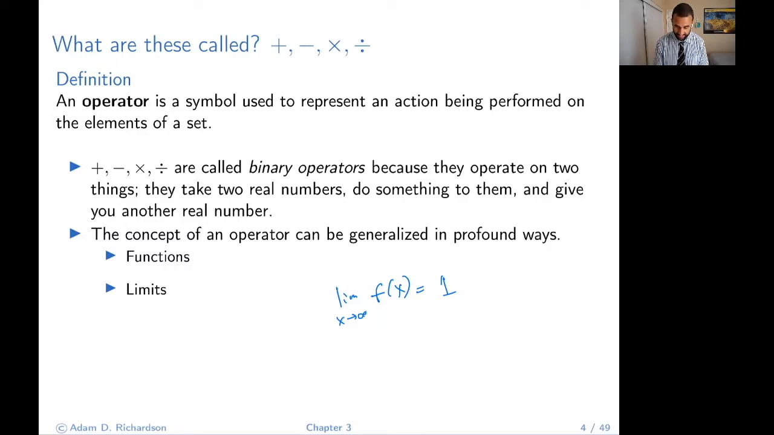Anyway, but these are operators. You're basically, in this case, taking a function and saying, do that to the function. So now you're taking a function and you're operating on that function itself to get some result. So that's an operator too.